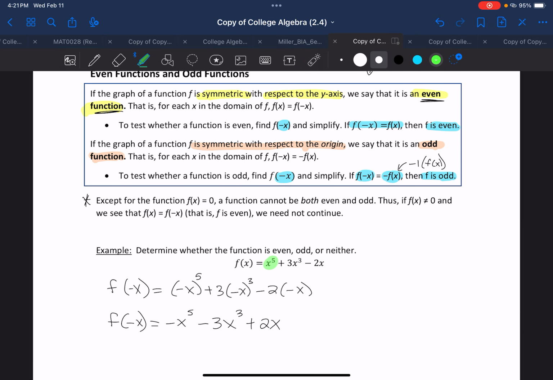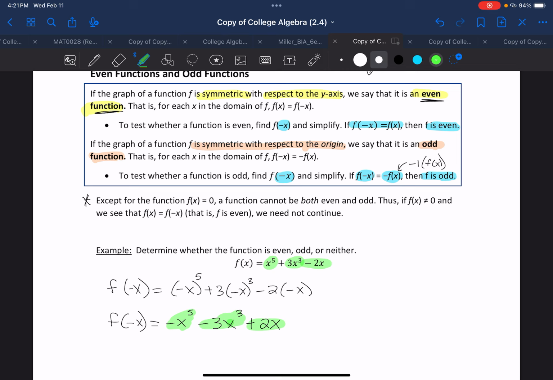So the original first term was x to the 5th, and this one is negative x to the 5th. So that's a different sign. 3x cubed was positive, now it's negative. And then 2x was negative, and now it's positive. So all of these signs changed.